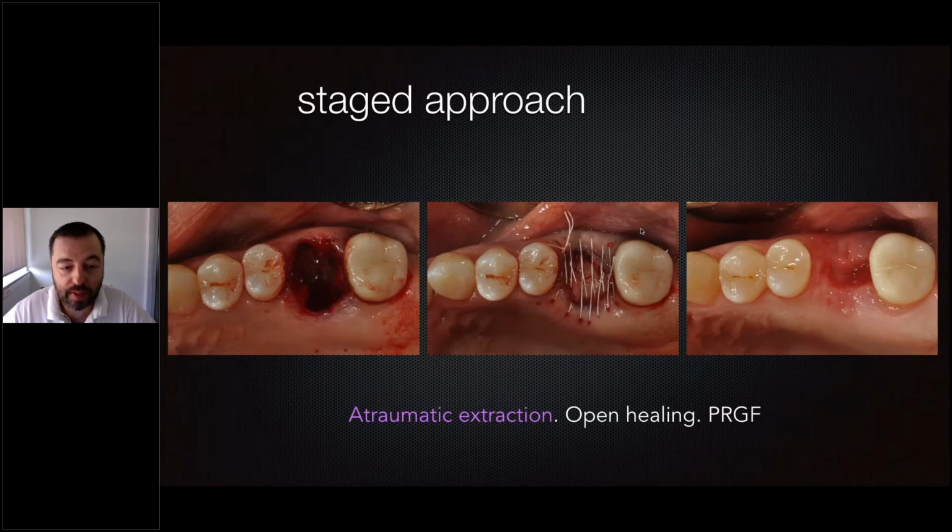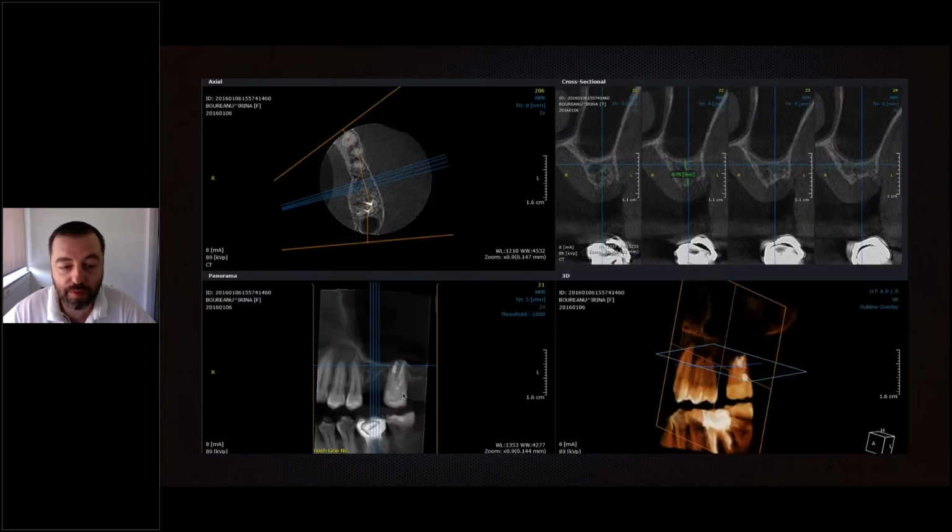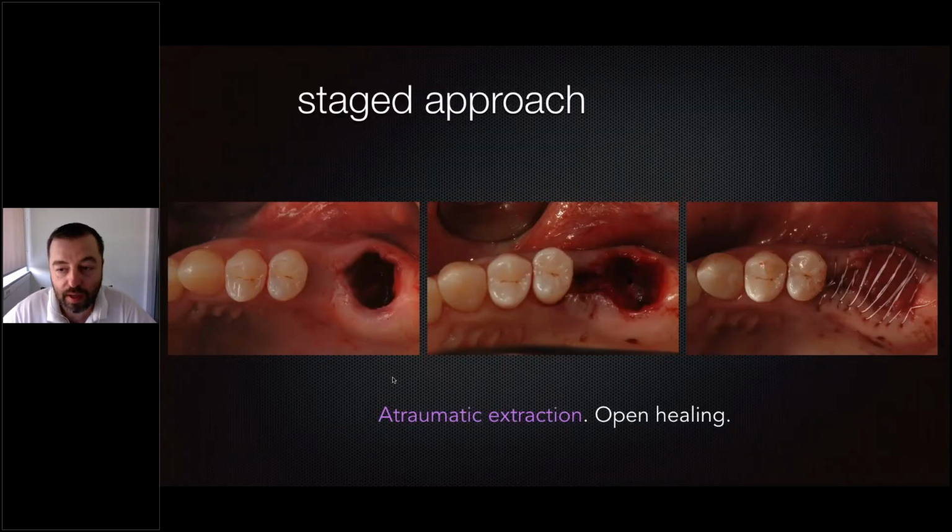This is a CBCT. The problem was that we also had a problem with the 27 tooth, but we did not want to take it out at the beginning. As we used PRGF, we maintained the bone level, and this helped a little bit. Then it was a staged approach. After 8 weeks, we extracted the other tooth as well.